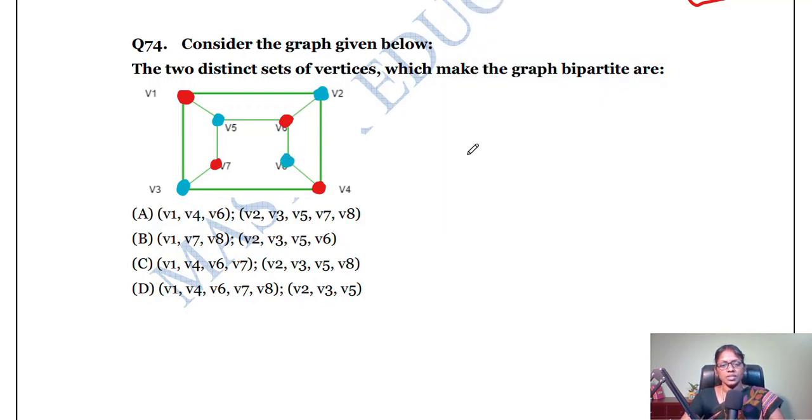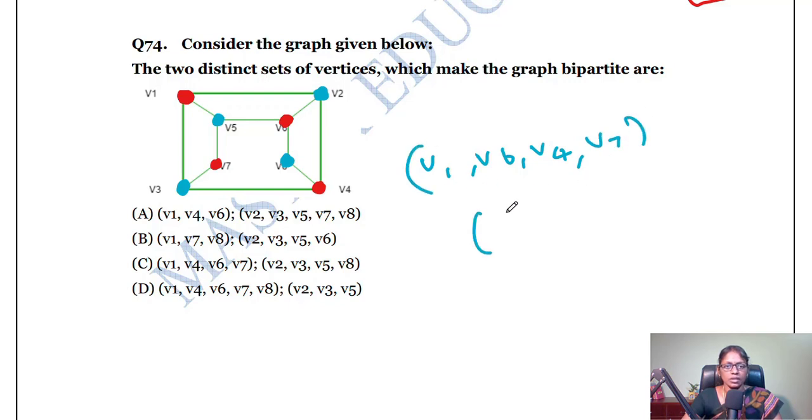So now you see what the sets are. Blue nodes form one set, red nodes form another set. V1, V6, V4, V7 is one set, and the blue ones V2, V5, V3, V8 is another set. So this is available in option C: V1, V5, V4, V6, V7 is one set and V2, V3, V5, V8 is another set.